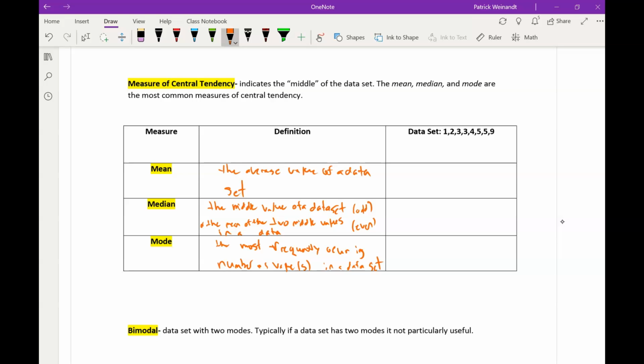So, to find the average, if this is our data set up here, 1, 2, 3, 3, 4, 5, 5, 9, to find the average, you just sum those together. So 1 plus 2 plus 3 plus 3 plus 4 plus 5 plus 5 plus 9. And then you divide by how many there are. There are 8 elements in this list. Divide by 8, and we find that the average, or the mean, is 4. So the mean of this data set is 4.